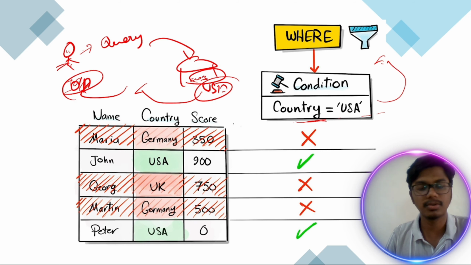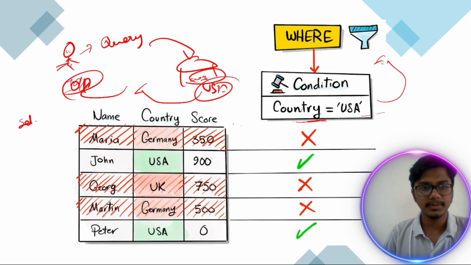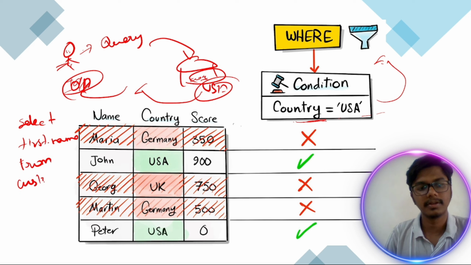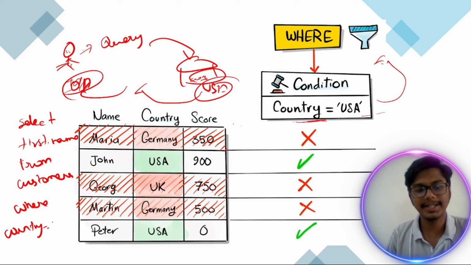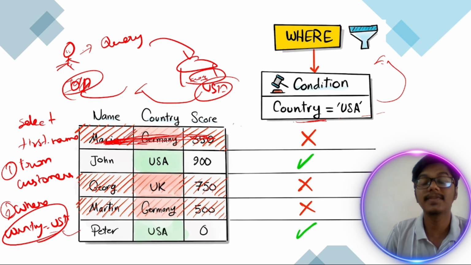These are the things we have to cover. Let me write it here. We are going to select the first name from customers where the country equal to USA. First of all, let me tell about the execution order. First let me execute FROM, and second the WHERE condition. It goes to the database and checks whether Maria belongs to Germany, whether Maria belongs to USA. No, let me strike it out.